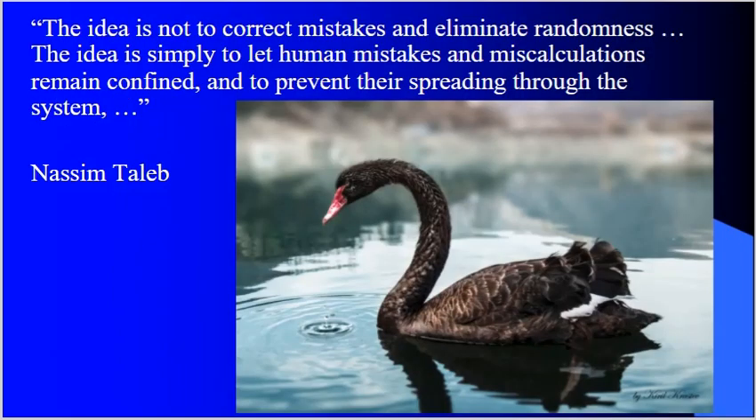So in summary, to repeat the summary of the recommendations from the Black Swan, the idea is not to correct mistakes and eliminate randomness. The idea is simply to let human mistakes and miscalculations remain confined and to prevent their spreading through the system. And this principle applies also to low probability events with severe consequences. The aim is not to prevent all damage, but to avoid total collapse wherever it's reasonably possible to do that.